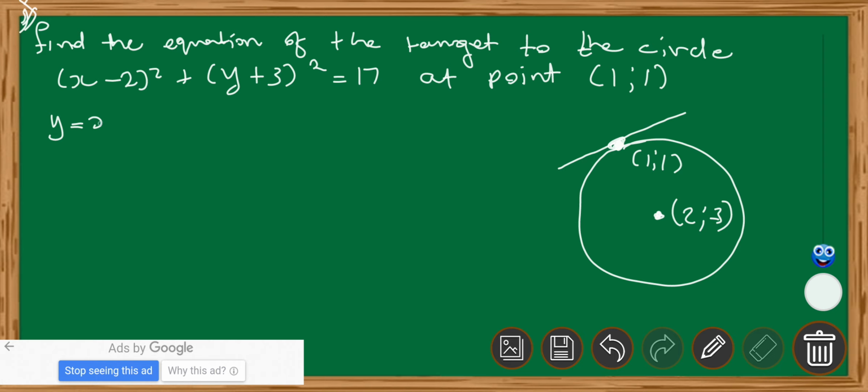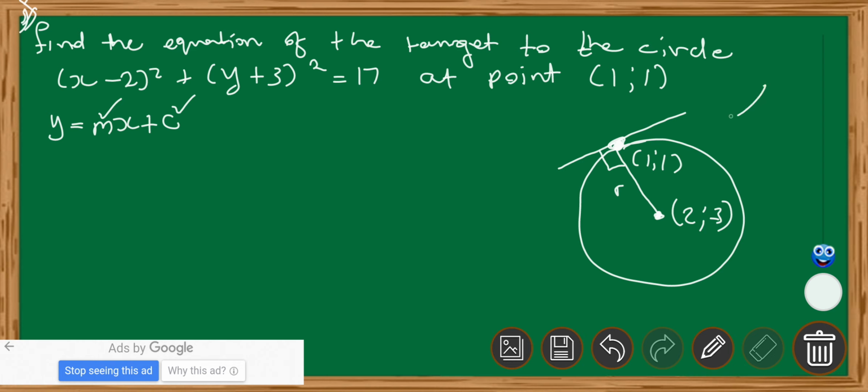It is in the form of y = mx + c, right? So we need to find the gradient and also the constant, the value of c, right? So how can we find the gradient of this line? Between these two points, there is a line which is a radius, right? And the radius, from theory, is perpendicular to the tangent, right?